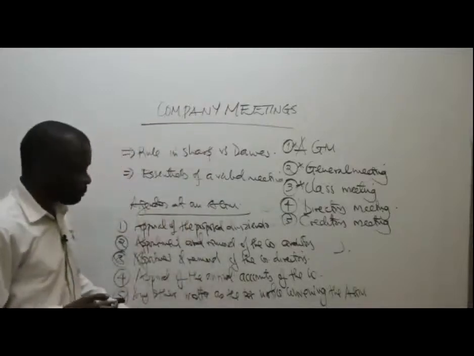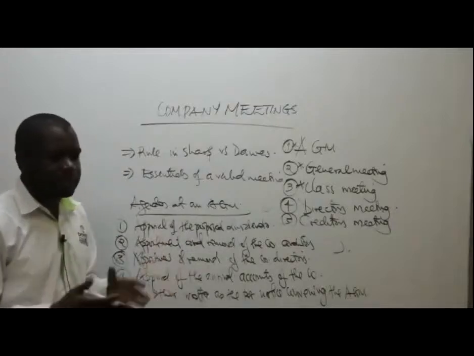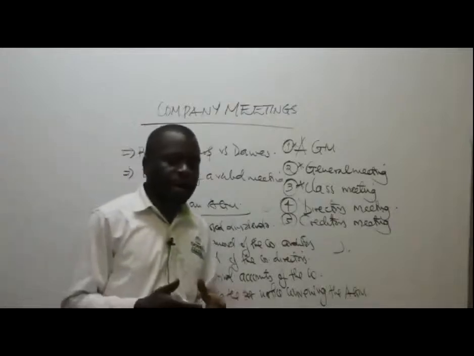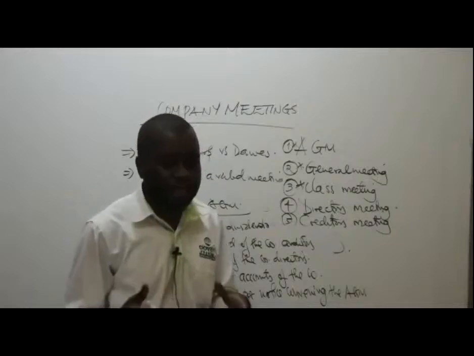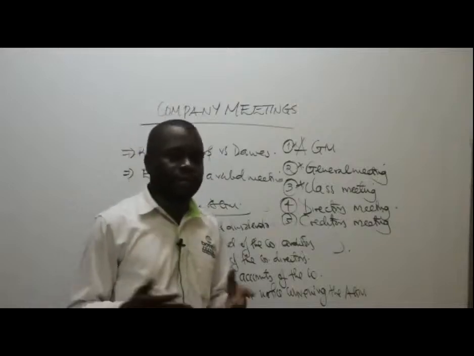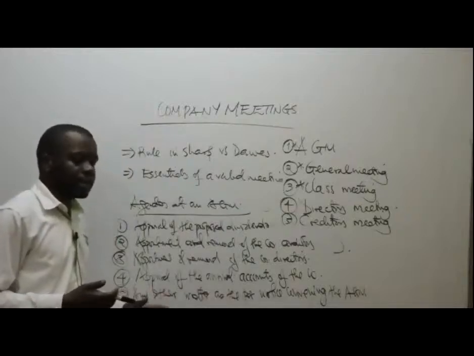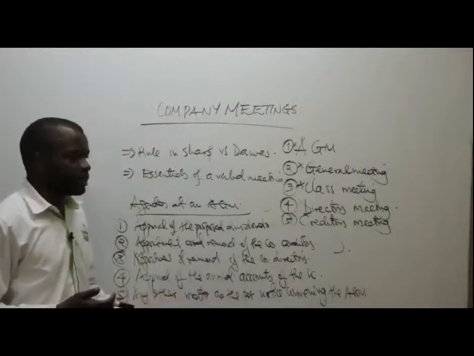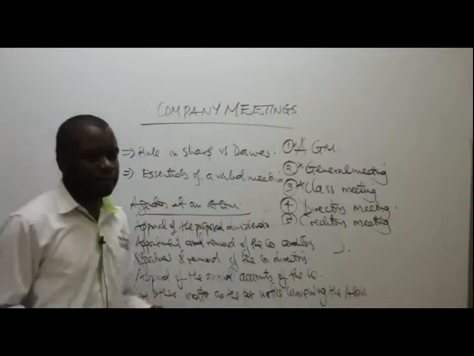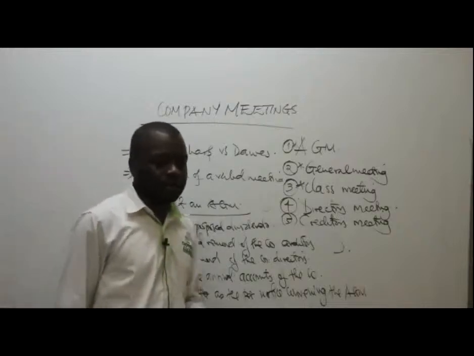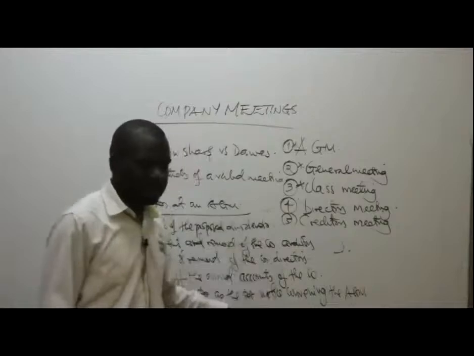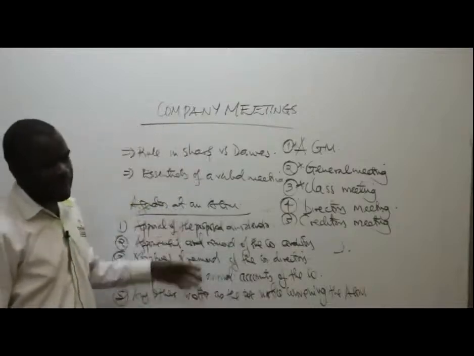Any other matter they deem fit can be discussed at this AGM, as long as it has been clearly indicated in the notice convening the AGM. Any other matter of importance to the company can be discussed at the annual general meeting. But of course, these are the key agenda items at an annual general meeting.